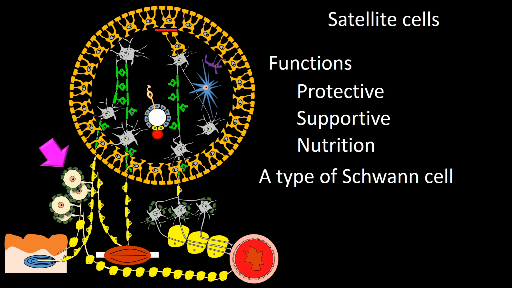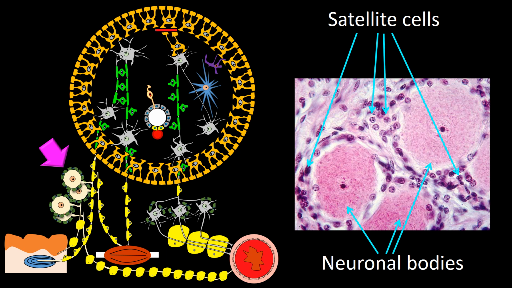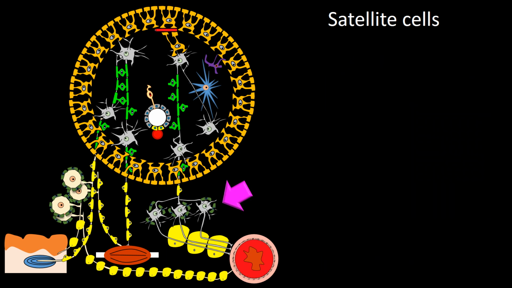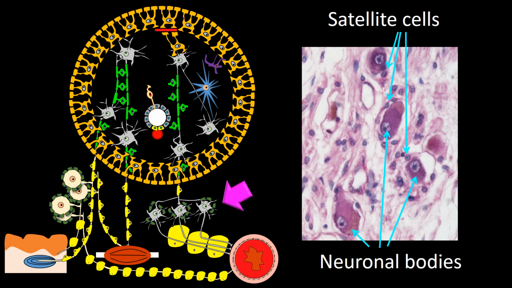Satellite cells can be considered a modified Schwann cell. You can see them in this frame surrounding multiple dorsal spinal ganglion and cranial nerve sensory ganglion cells, neurons. Satellite cells are also found in the autonomic ganglia, as you see here.